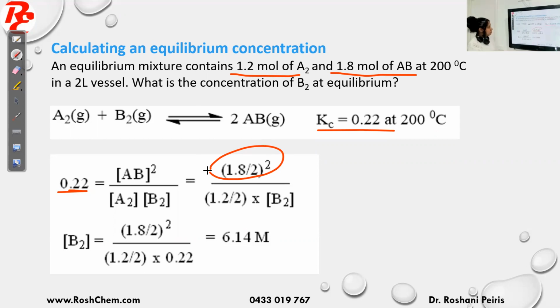Then divided by A2. A2's concentration is 1.2 divided by 2, because 1.2 is the moles and you divide by 2. We don't know B2, so just leave B2. You can see you only have one unknown term. When you simplify this equation, B2 equals AB squared divided by A2, divided by the equilibrium constant. Therefore you now get 6.14 molar. Molar is the unit for the concentration.